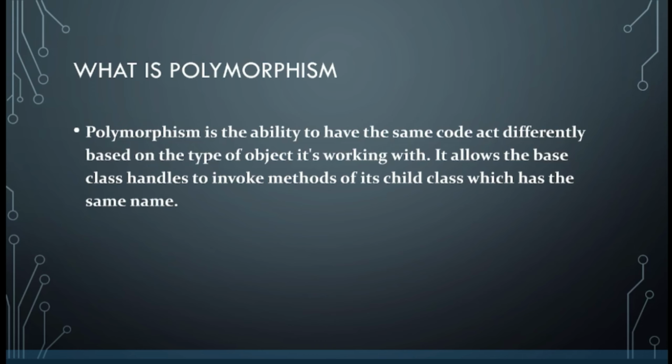Here, see, it allows the base class handles to invoke methods of its child class which have the same name. That means by using the parent class handle you can invoke the child class properties also. So this is polymorphism. If you want a clear idea on this, you can go to that video and check it out. But since we are discussing interview questions, if you were asked in an interview, you can just say it is the ability to have the same code act differently based on the type of objects that you are working with. Okay, clear? So that is polymorphism.